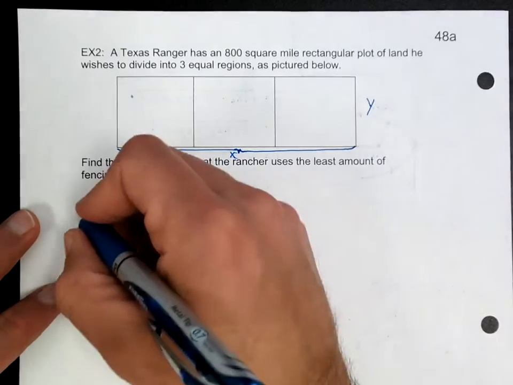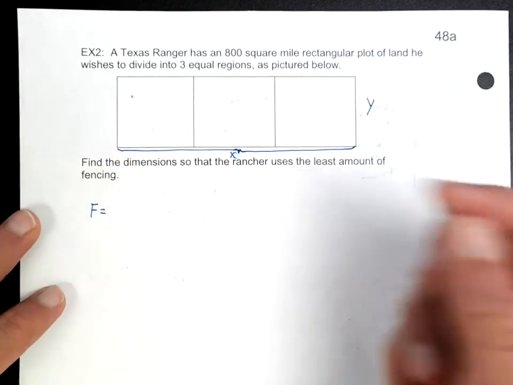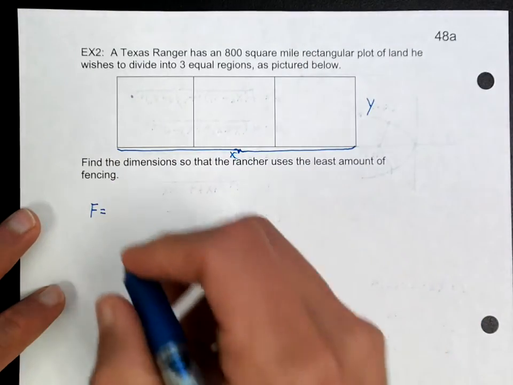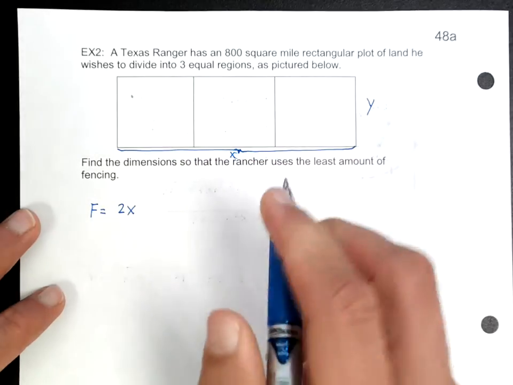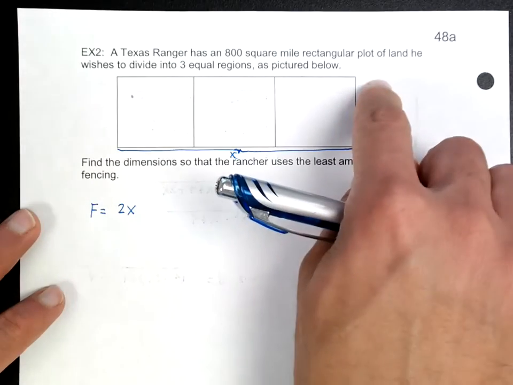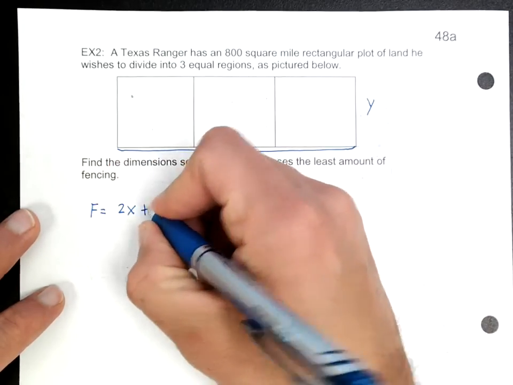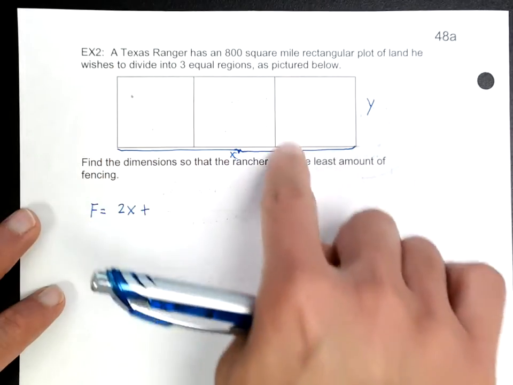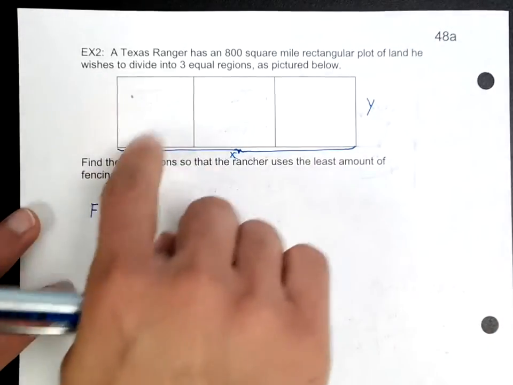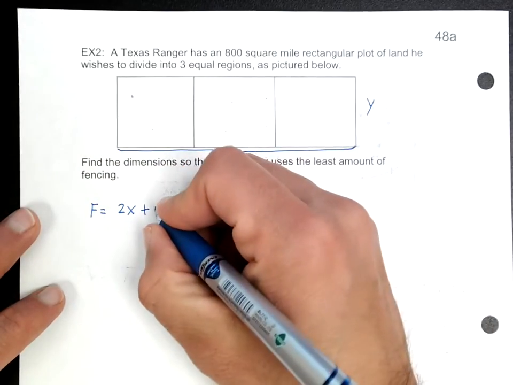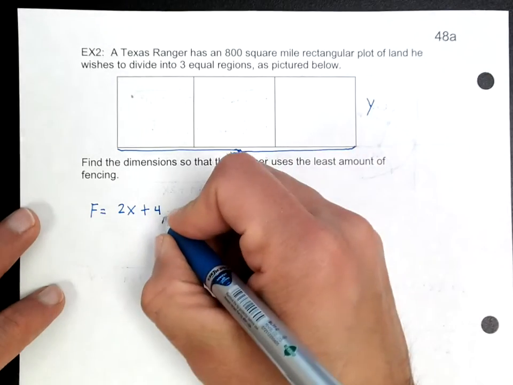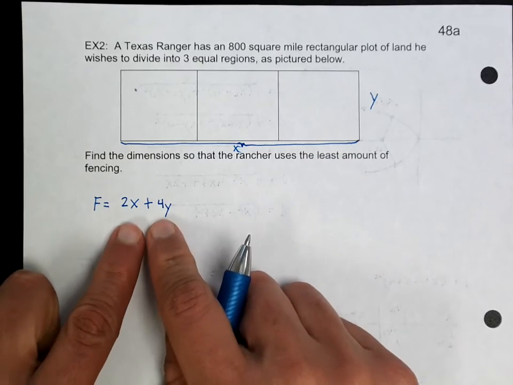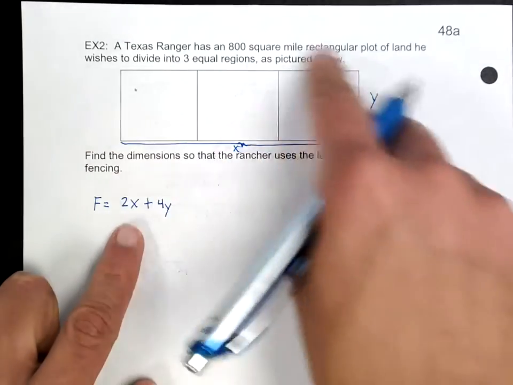So I'm going to call the fencing F, equal to 2x, which is that distance and that distance, plus the fencing that would be required to enclose these 3 areas, which would be 1, 2, 3, 4. And since the width right there is y, I'm going to call this 4y. So this formula represents the amount of fencing that needs to be used.